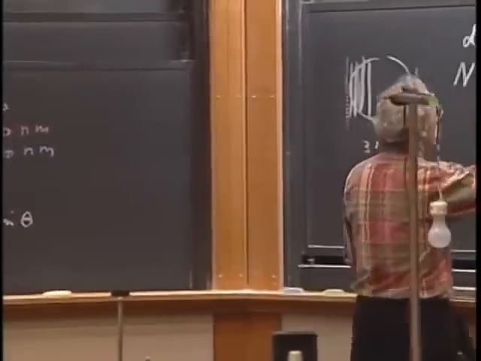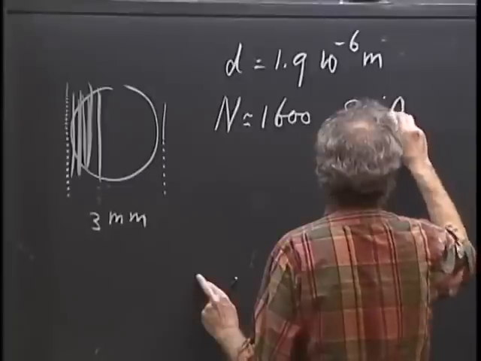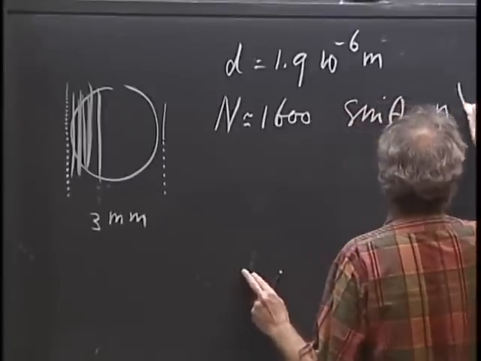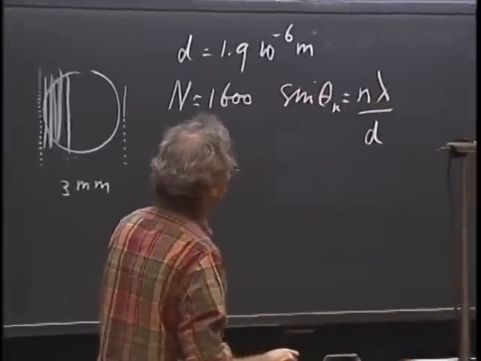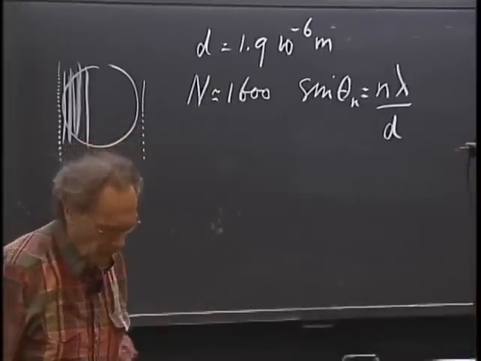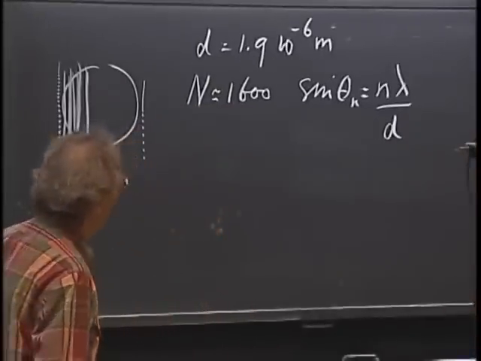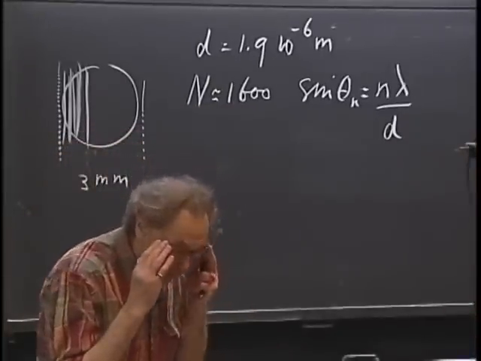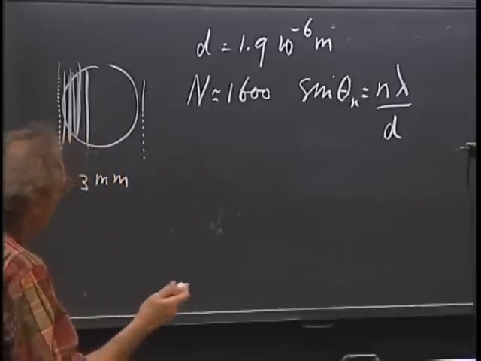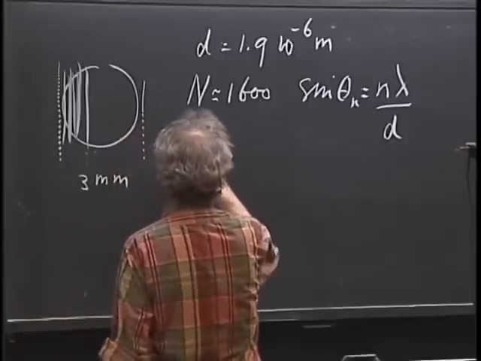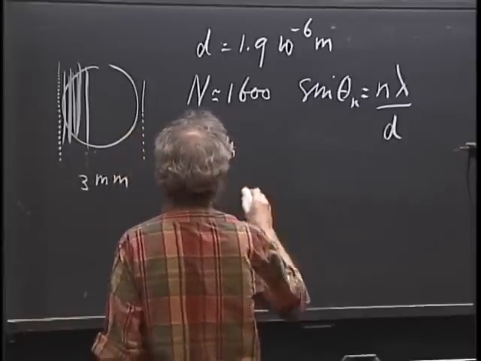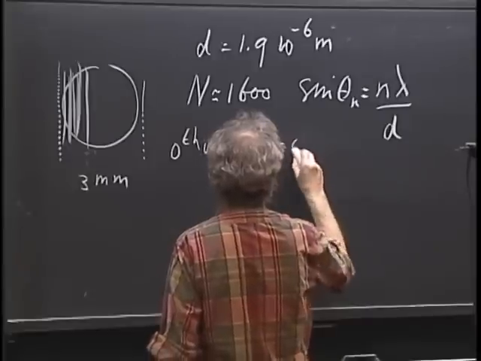So you can now calculate that the sine of theta n is n times lambda divided by d. And so when n is 0, that is zero order, you get, of course, a maximum. So the zero order is at theta equals 0.